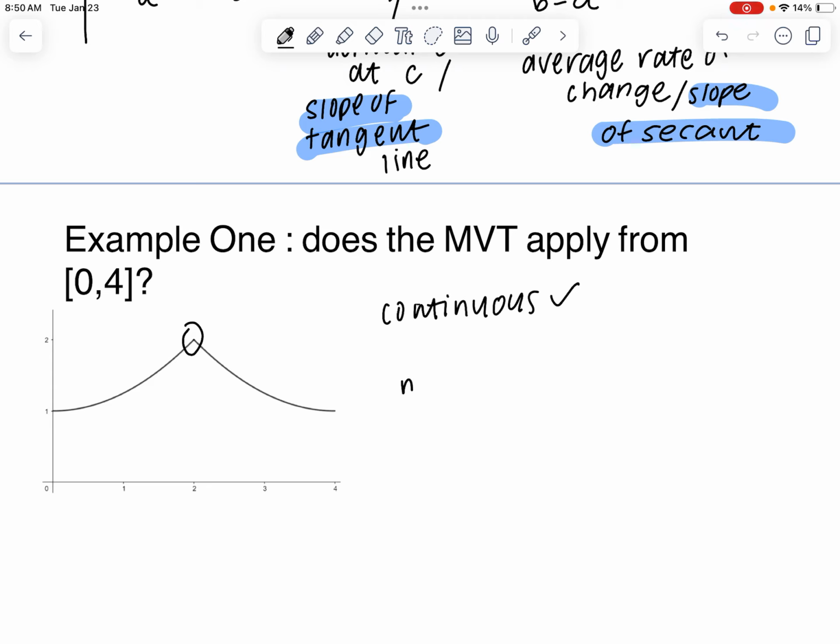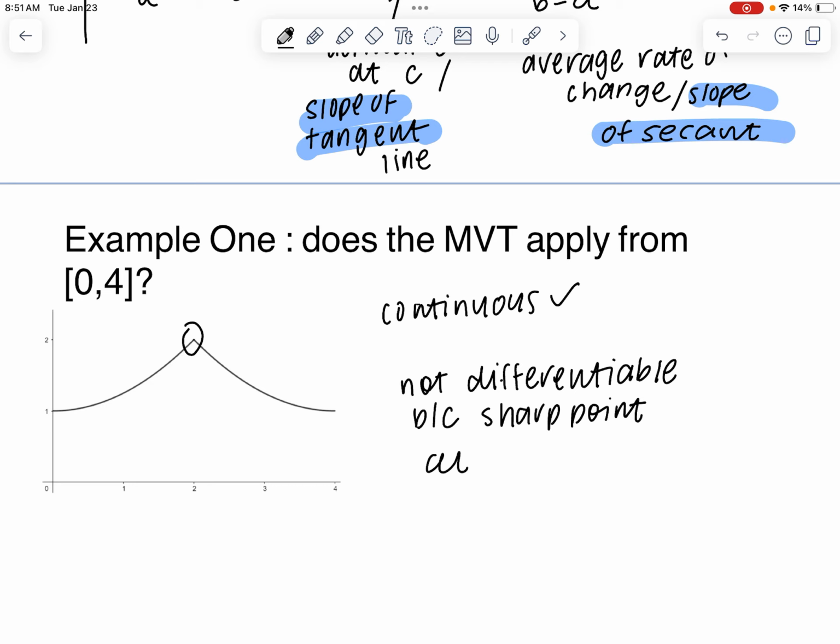So the answer to this one is not differentiable because there's a sharp point at 2, and so because of that, you cannot use MVT because that condition does not apply. So you cannot use the mean value theorem.